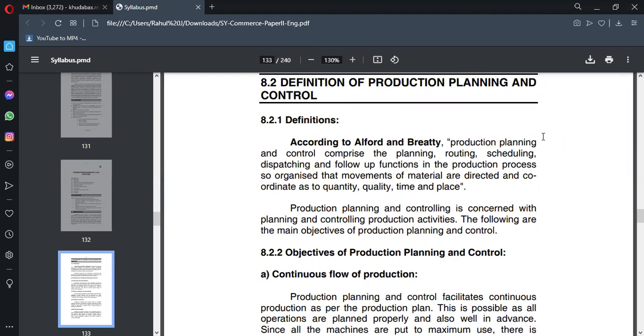क्योंकि प्रोडक्शन अगर एक्सेस है तो भी हमारे लिए प्रॉब्लम है, प्रोडक्शन अगर अंडर डिमांड है तो भी हमारे लिए प्रॉब्लम है. So that is the reason we should have the proper production planning as well as proper production control. Not only is planning required, but yes, controlling is also required. So production planning and control is concerned with the planning and controlling of production activities. In one line, production planning and control is concerned with the planning and controlling of production activities. ये पूरा प्रोसीजर है प्रोडक्शन प्लानिंग एंड प्रोडक्शन कंट्रोल का. ठीक है, होप दिस इज क्लियर टू यू.